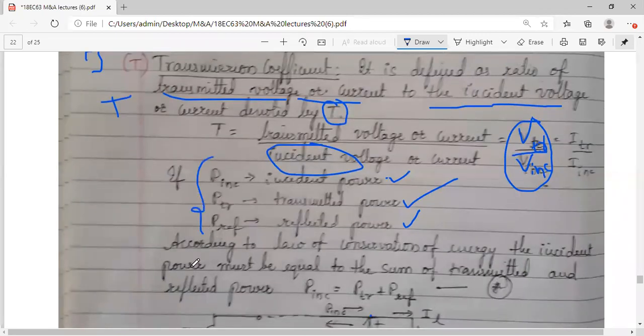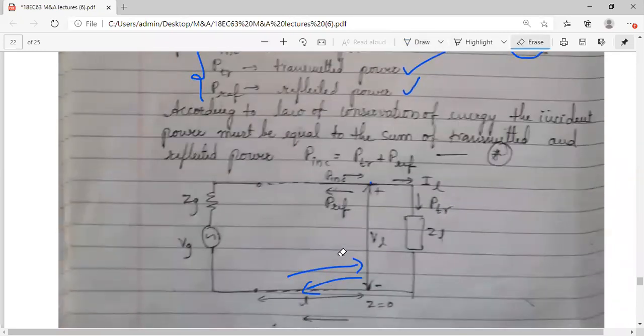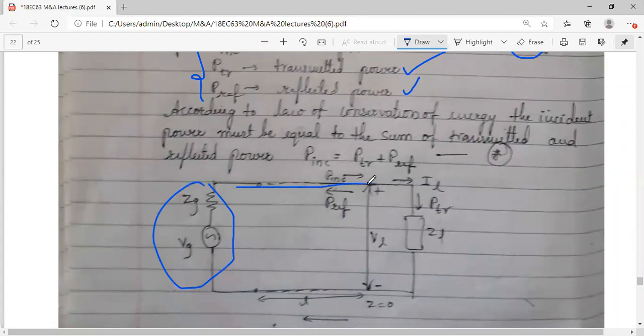Okay, if these are the notations used, if we make use of this particular circuit, observe the circuit. You have here a generator source. Okay, so power is incident at the load. This is the node. Okay, at this point, what is happening? Some part of the power is transmitted and some gets reflected. So this is the point where there is a split of the power. Some gets reflected, some gets transmitted. So according to this, the power incident is equal to sum of power reflected and power transmitted.